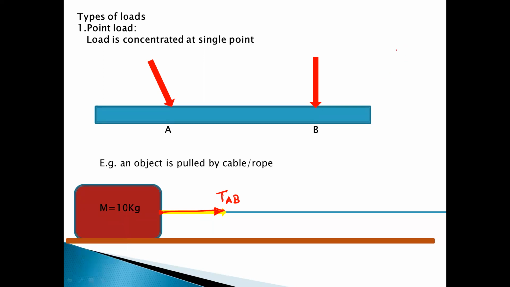Another example is, suppose one object is hanging. At this point we will have the point load. So this is the point load, this is the W. So these are the examples of the point load.